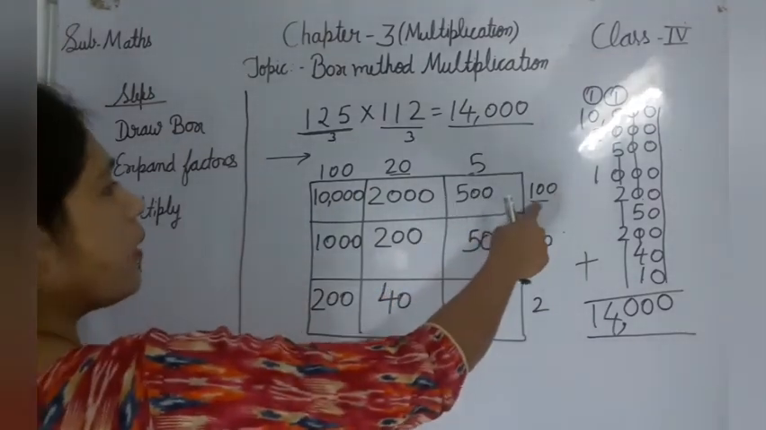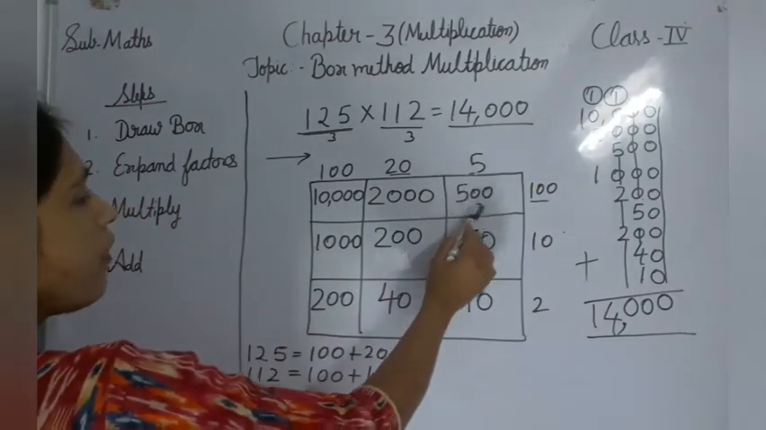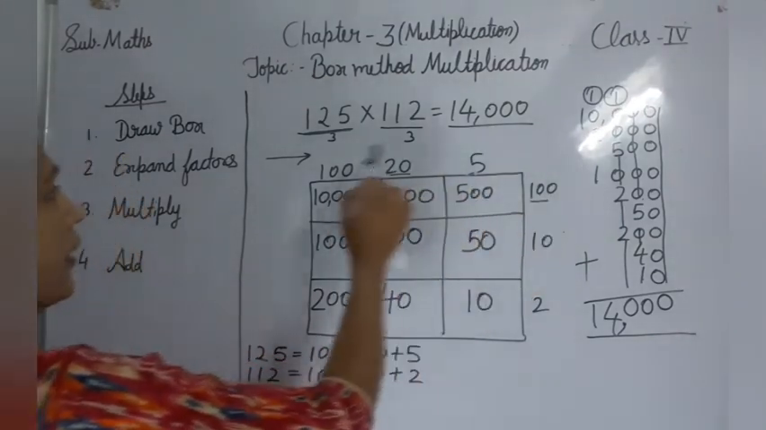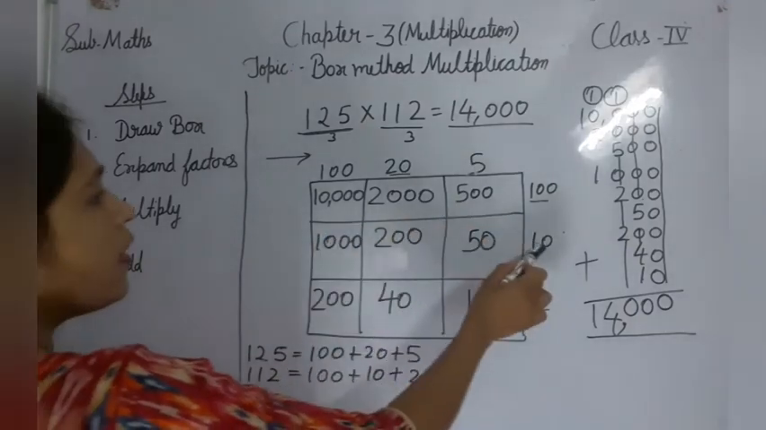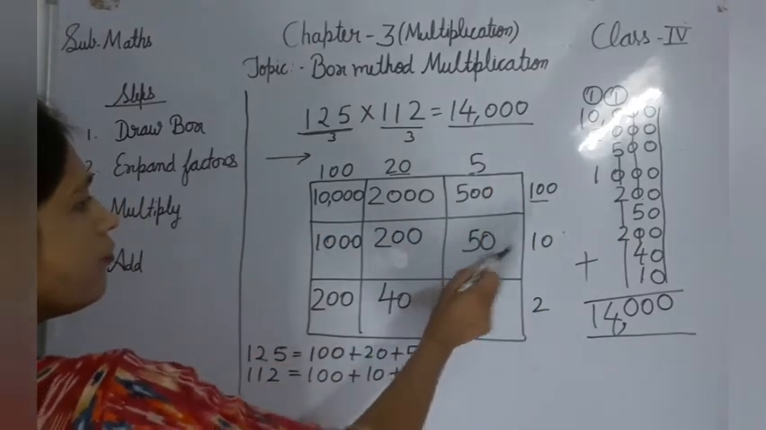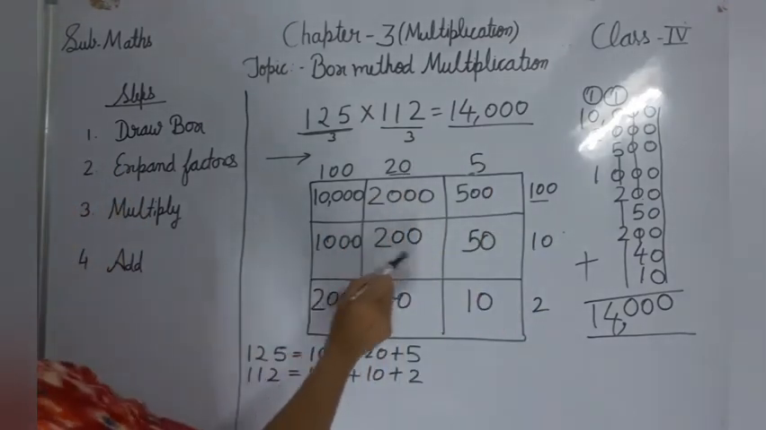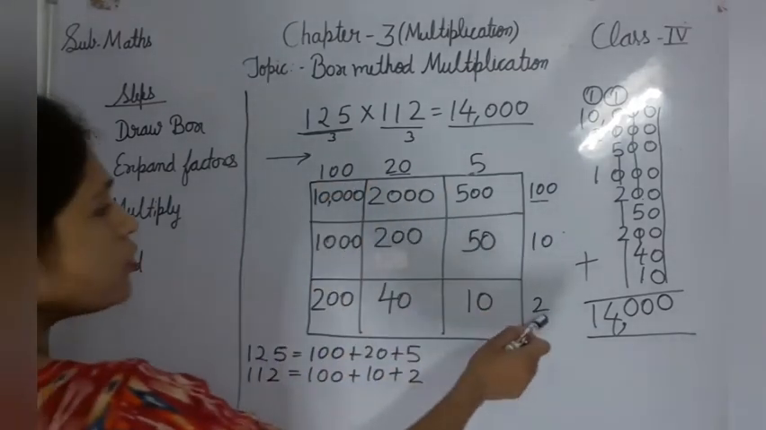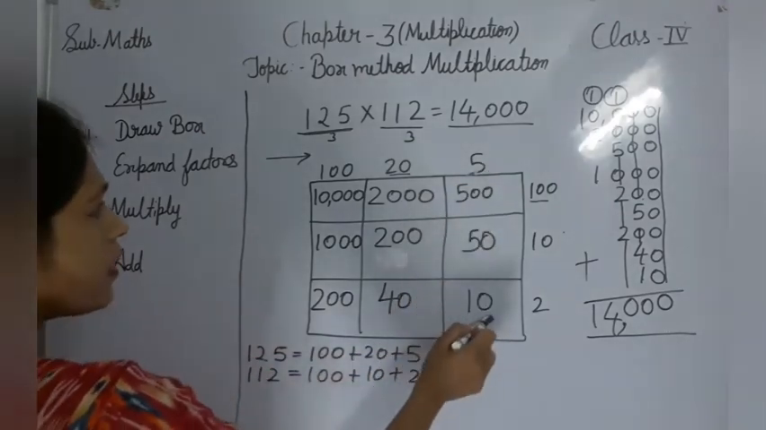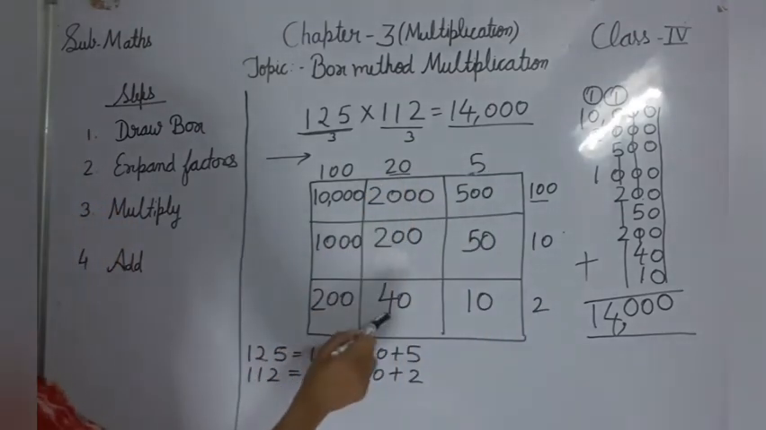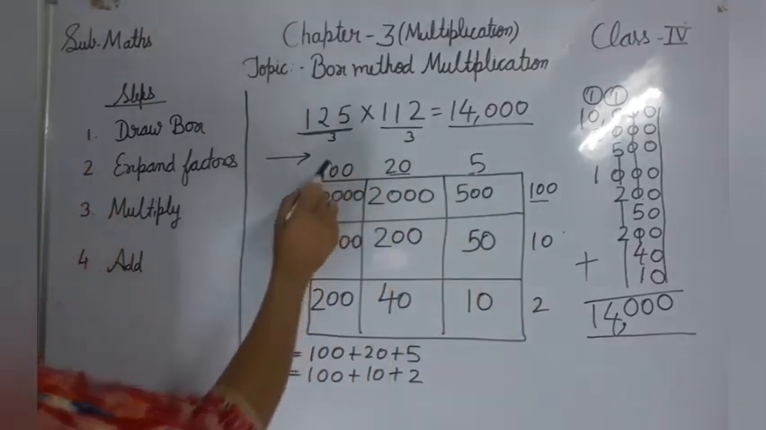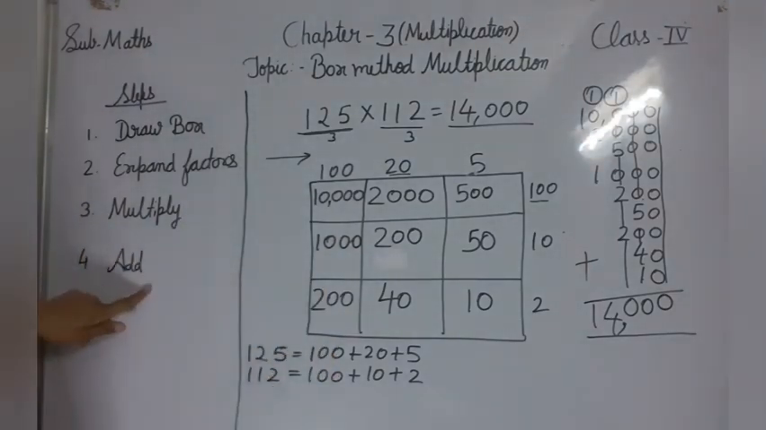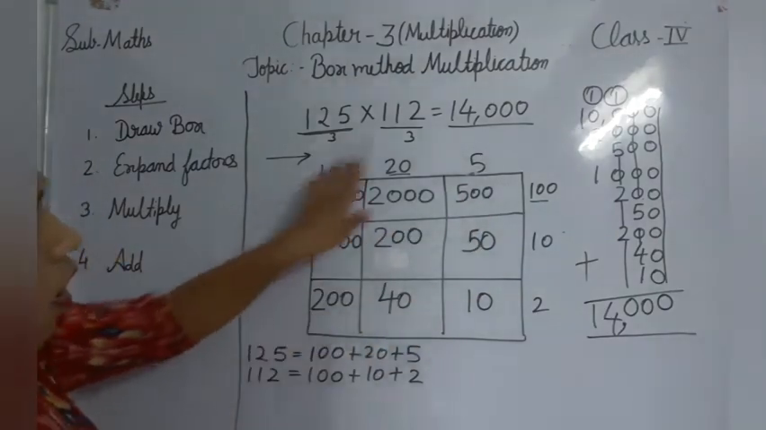Now start multiplying. 100 multiplied by 5, 500. 100 multiplied by 20, 2000. 100 multiplied by 100, 10,000. 10 multiplied by 5, 50. 10 multiplied by 20, 200. 10 multiplied by 100, 1000. 2 multiplied by 5 is 10, 2 multiplied by 20 is 40 and 2 multiplied by 100 is 200. Now what is the fourth step? Add. We have to add all these numbers.